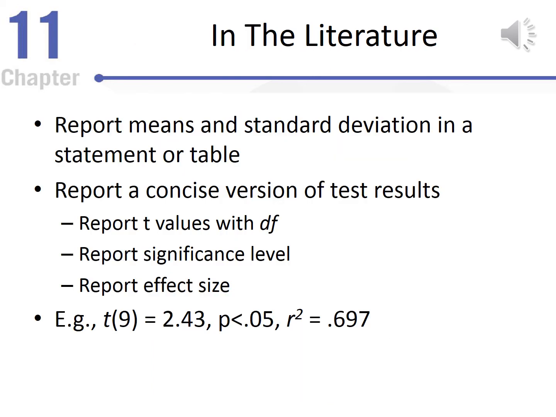When you report this information in a scientific write-up, or if you're trying to read a journal article, you should expect to see the means and standard deviation in a table, sometimes too in the text as well, and a concise version of the hypothesis test results. That includes the t-value with the degrees of freedom in parentheses, the t-value that was obtained, the significance level, and the effect size, as you see in the example below.